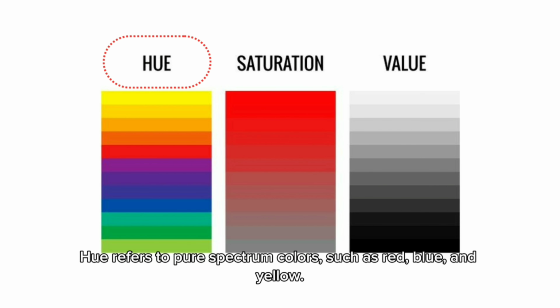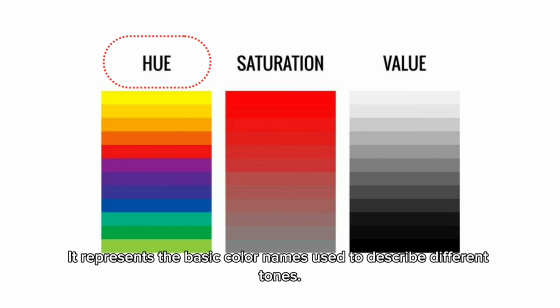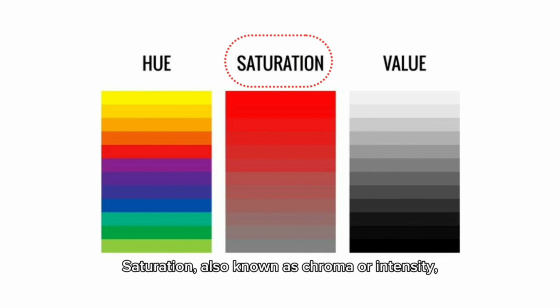Hue refers to pure spectrum colors such as red, blue, and yellow. It represents the basic color names used to describe different tones. Saturation, also known as chroma or intensity, refers to the vividness or richness of a color. A highly saturated color appears vibrant and intense, while a desaturated color appears duller or grayer.